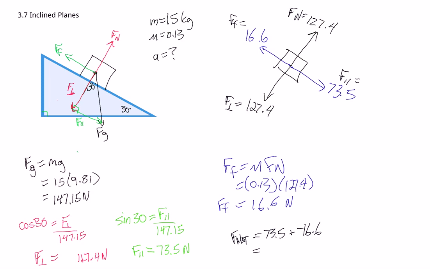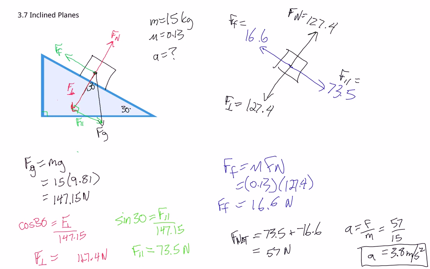73.5 plus the negative 16.6, which gives us a net force of 57 newtons. So our acceleration then is our net force divided by mass. So 57 divided by 15 kilograms gives us a final answer of 3.8. And that's it. So you can see we have our question completed.